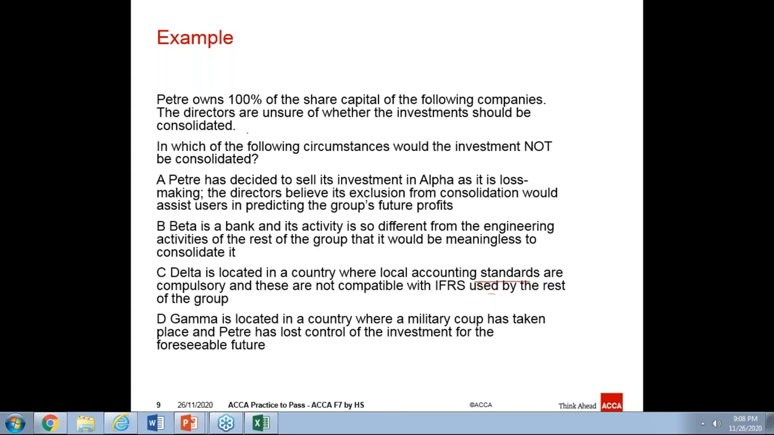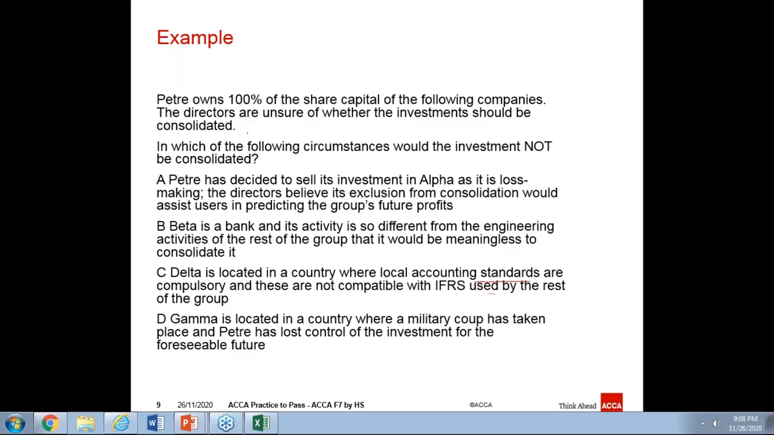The first point: Peter decided to sell its investment in Alpha as it's loss making. The directors believe that its exclusion from the consolidation would assist users in protecting the group's future profit. So the answer is wrong. You have to consolidate the Alpha company unless you have disposed of it. The company has not yet disposed of the Alpha company. It's just the plan.